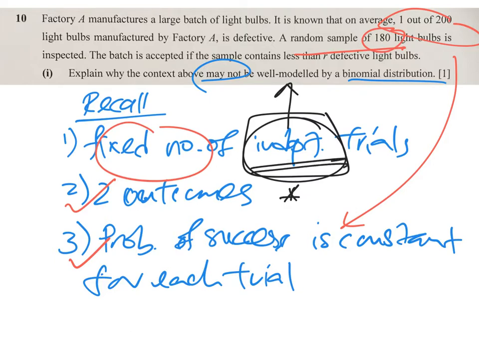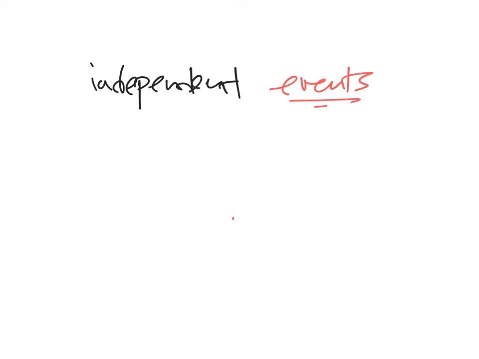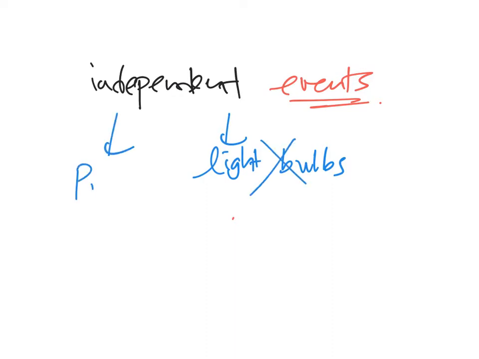This word independence must be used correctly in your writing. When we talk about independence, we are talking about independent events. So it is wrong to talk about independent light bulbs. Some students say that the light bulbs are independent of each other. It is also wrong to say that the probability of a light bulb being defective is independent of another probability. So you have to write out the statement correctly, using the word independence.